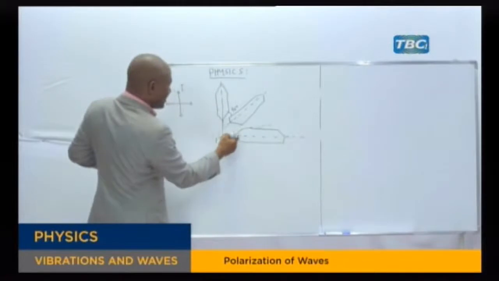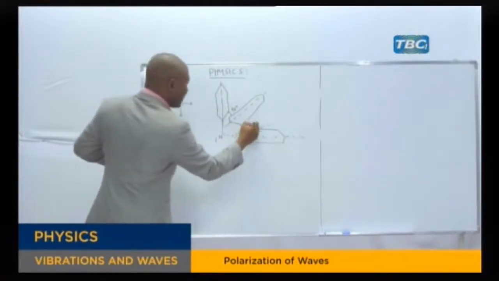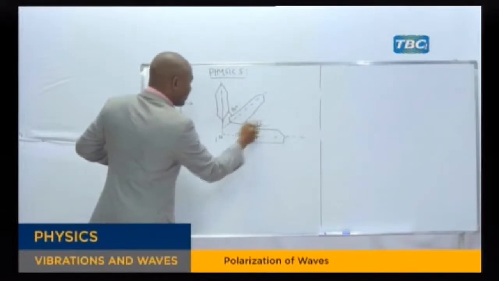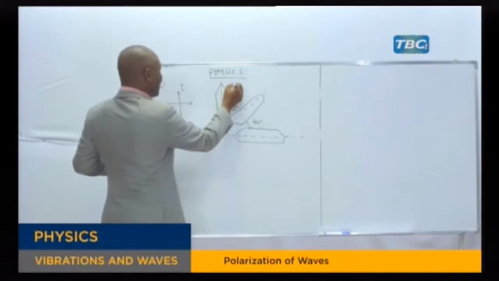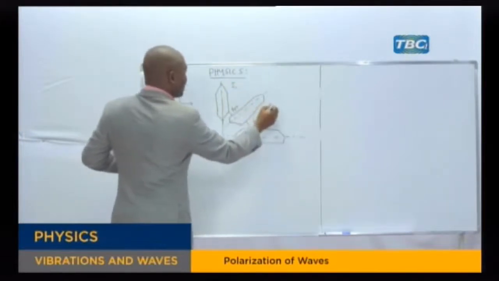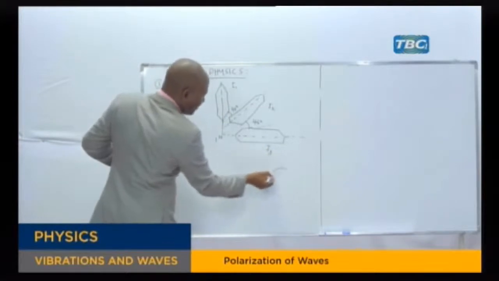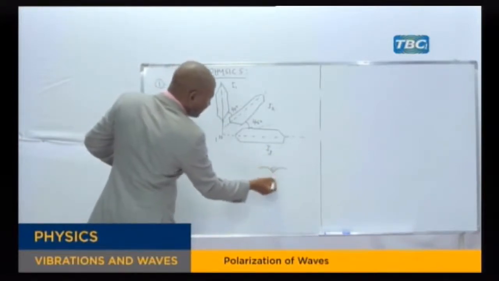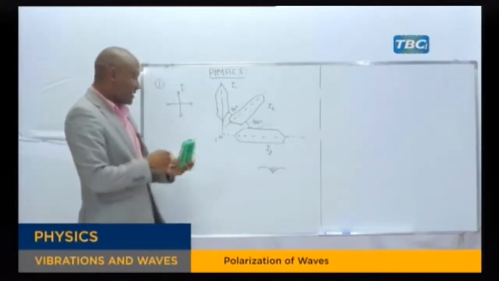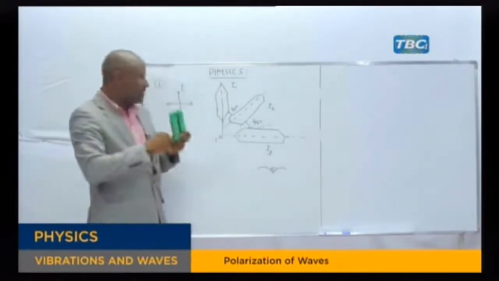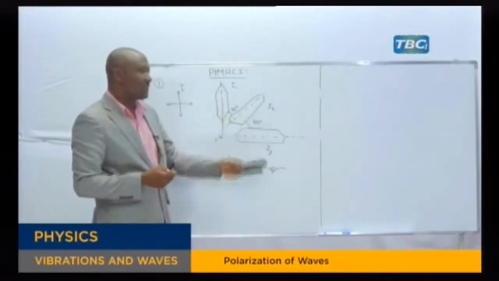So the angle here is 90, and from this one to the first one the angle is 45. We know vertical and horizontal make 90 degrees. Let's take this as I1, this as I2, this as I3, which is the final intensity of light that can be observed by someone looking through a device used to detect intensity of light after passing through the first polarizer, the second polarizer, and the third.